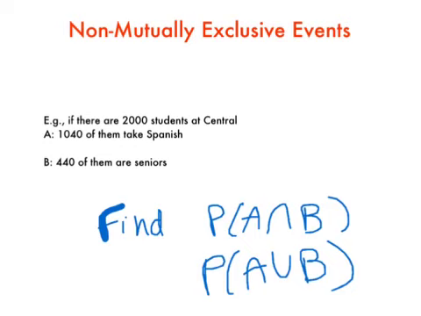Now there's also something where we have non-mutually exclusive events. The name of these are inclusive. It's the opposite of exclusive. Inclusive.